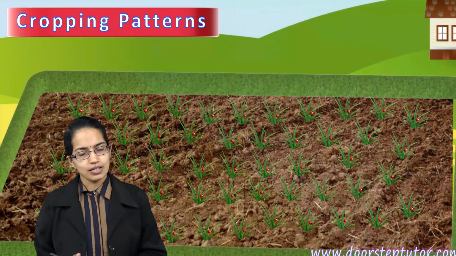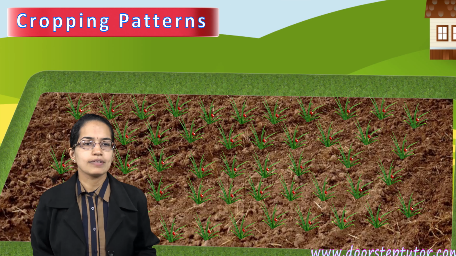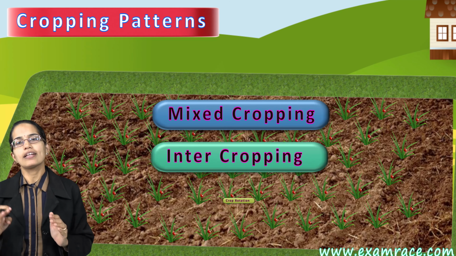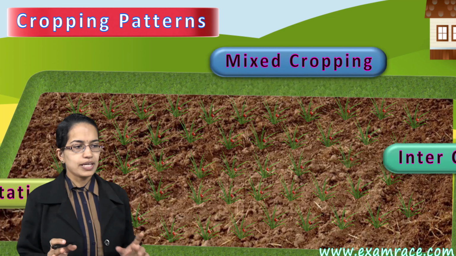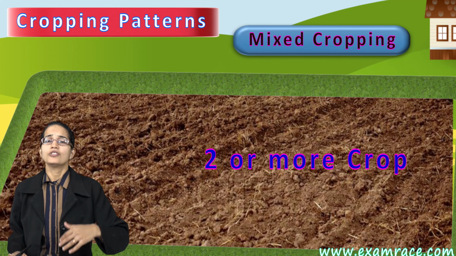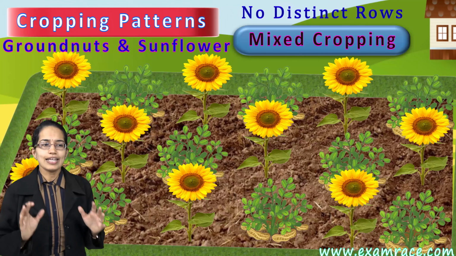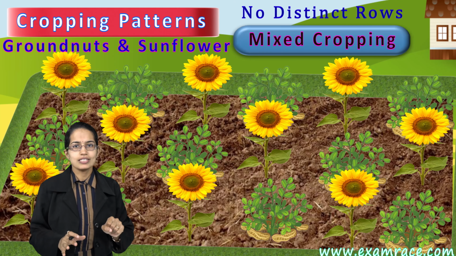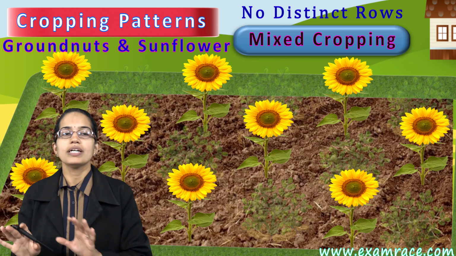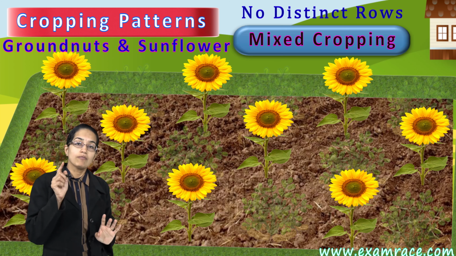The third interesting thing that we would understand under crop production is cropping pattern. Under the cropping pattern, we have mixed cropping, intercropping, and crop rotation. Mixed cropping means you have two or more crops that are grown together on the same land. So it could be wheat and gram together, groundnut and sunflower together. And the idea is if one crop fails, you are insured because you have another crop at hand. So the farmers are not running a risk. That is the main idea behind mixed cropping.